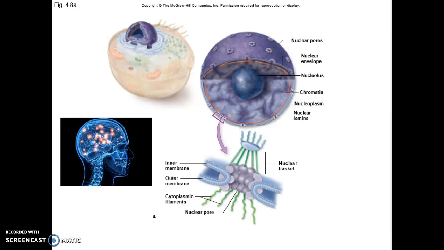Inside of the nucleus is a darker ball. So it's like a dark ball inside of a dark ball. And that darker ball is called the nucleolus. This is the region of the nucleus in which ribosomal RNA is actually synthesized.